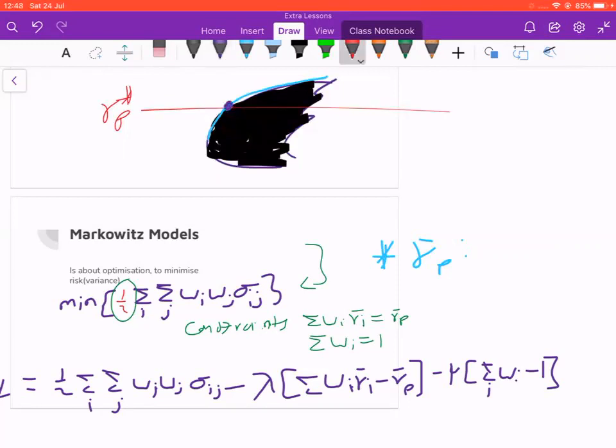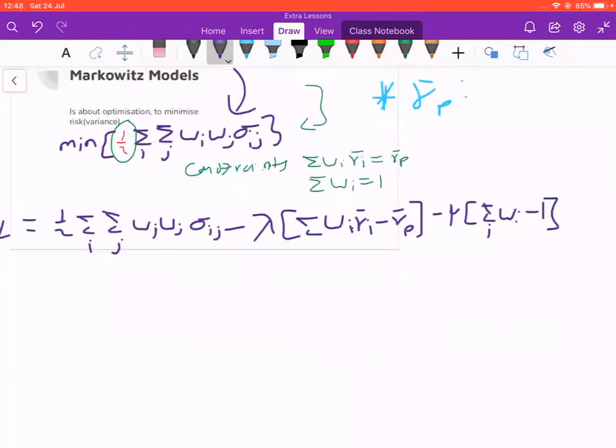Any other returns, you can see that you will still have the same return, but it will have a higher risk. You are trying to minimize the risk. So this is why you use Markowitz models. You have your own specified return and you're trying to minimize the risk, hence this equation.